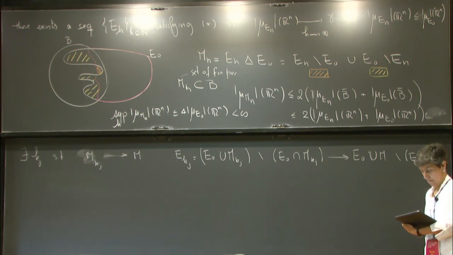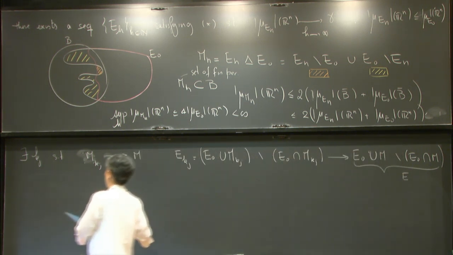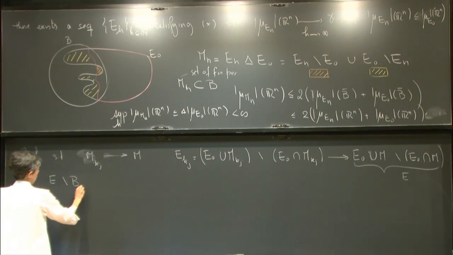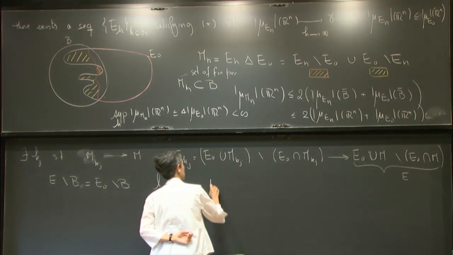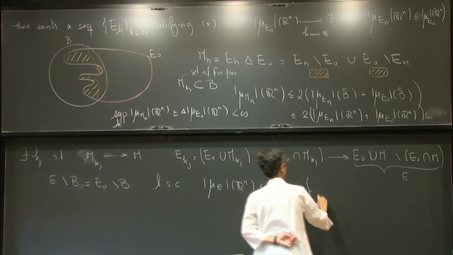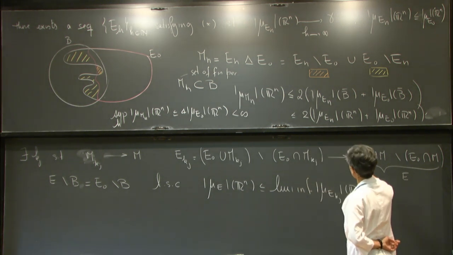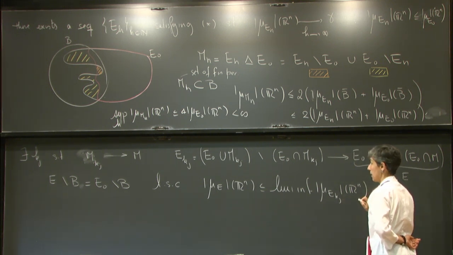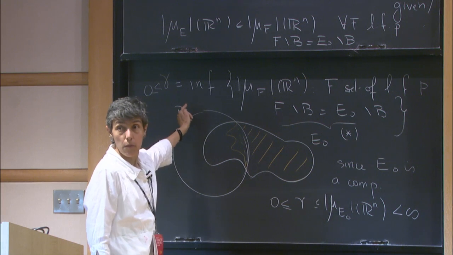And I call this E. I claim that because of our construction, E minus B is the same as E0 minus B; I leave it to you to check, since we constructed them exactly that way. And by lower semi-continuity, which we had proved, the perimeter of E in Rn is less than or equal to the liminf of the perimeters of the E Kj's in Rn. This is a subsequence of something that was converging to gamma. Therefore, this is gamma. So this is a good competitor, somebody in the class here, and it achieves the infimum. That's a minimizer.